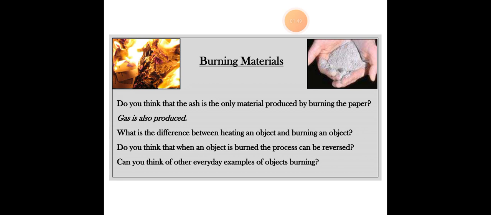So what is the difference between heating an object and burning an object? Now you need to know this as well. Heating an object involves increasing its temperature by adding thermal energy, while burning is a chemical process where a substance reacts rapidly with an oxidizer, usually oxygen, producing heat and light. Heating is a physical change and can often be reversed, while burning is a chemical change and usually is not reversible. So basically, this is the main difference between them.